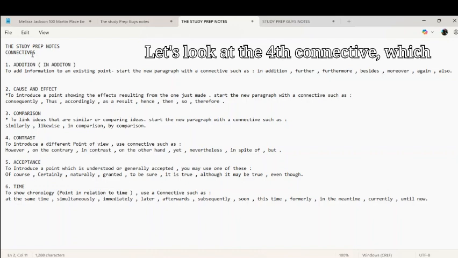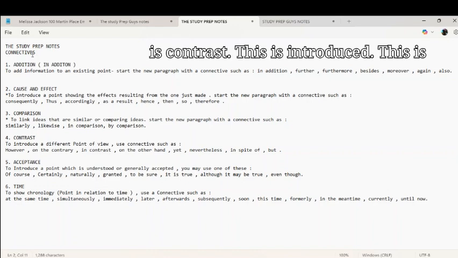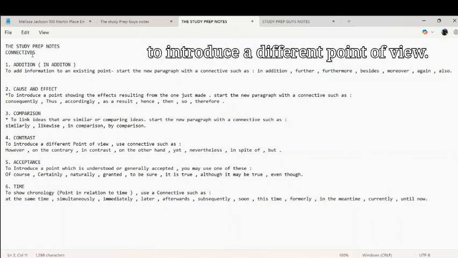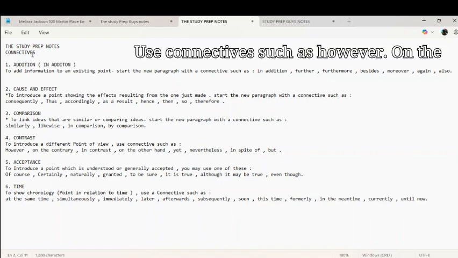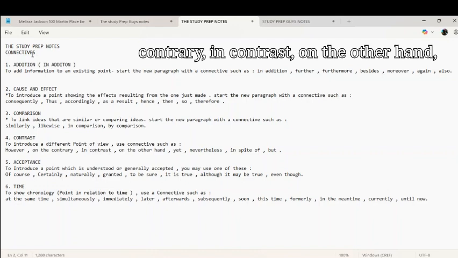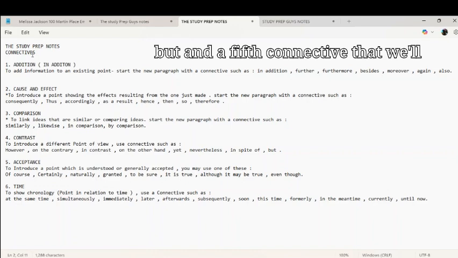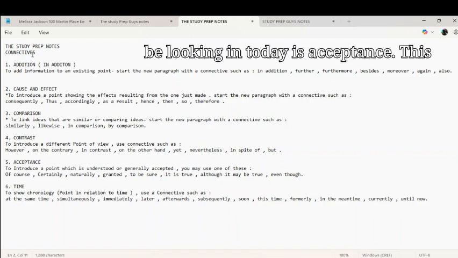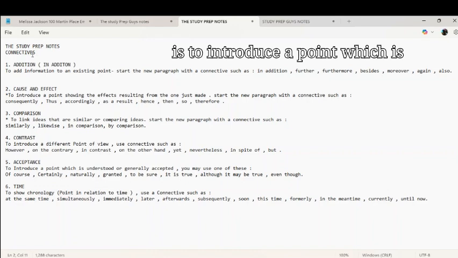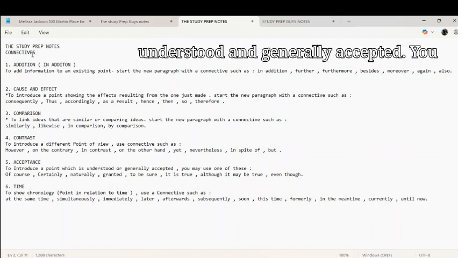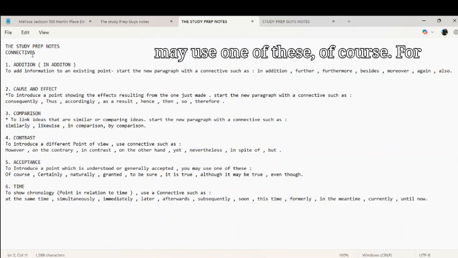Let's look at the fourth connective, which is contrast. This is to introduce a different point of view. Use connectives such as however, on the contrary, in contrast, on the other hand, yet, nevertheless, in spite of, and but. And a fifth connective that we'll be looking into today is acceptance. This is to introduce a point which is understood or generally accepted. You may use one of these, of course.